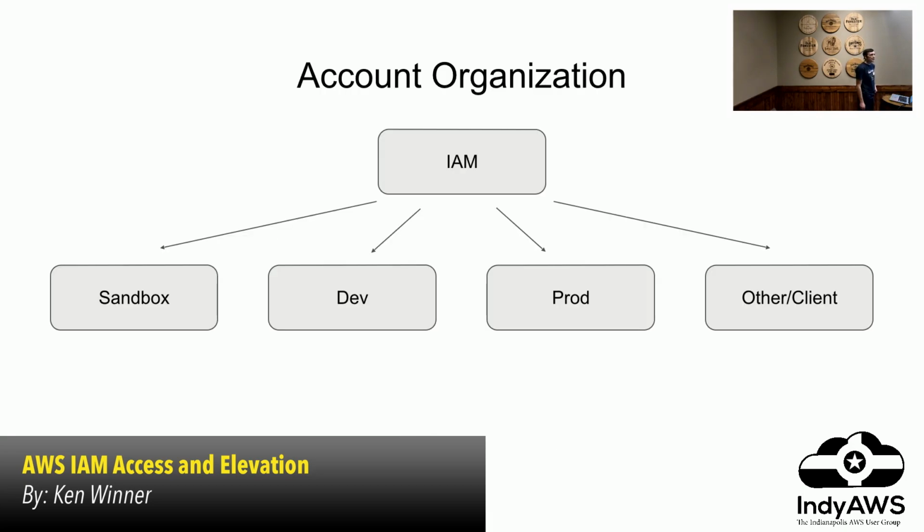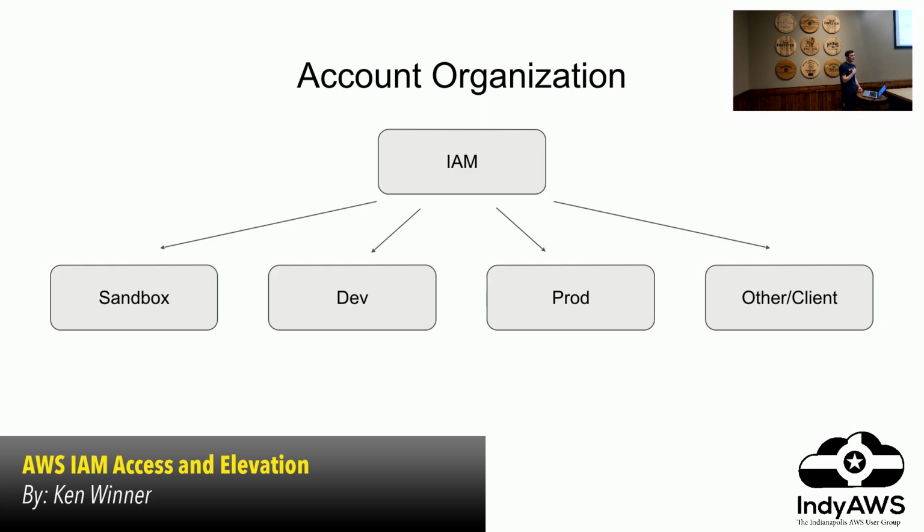So our typical structure for Trek 10 and clients and others that we work with is this. We have a master IAM account, which is where everyone logs into. And then we'll have a sandbox account, a dev account, a prod account, and then other accounts for clients, right? Since we're in professional services, we're managing maybe 50, 100, 200 accounts, because if a client has a dev, a sandbox, a prod, it gets really out of hand. So this is our default structure.